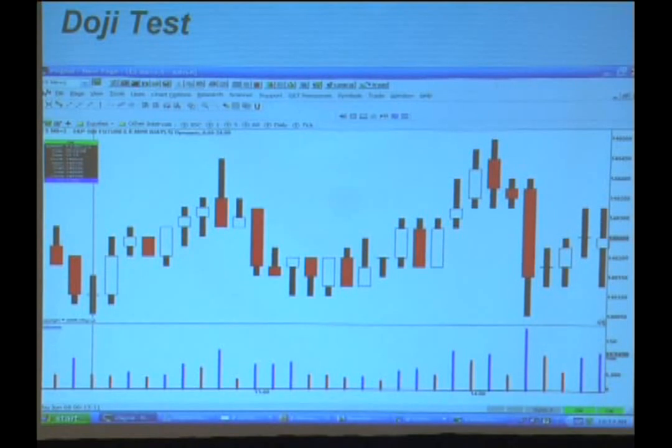Okay, now that one, if we look at a straight test, we're closed in the middle of the bar. The close is lower than the previous bar. The low is lower than the previous low. Where did the volume go?